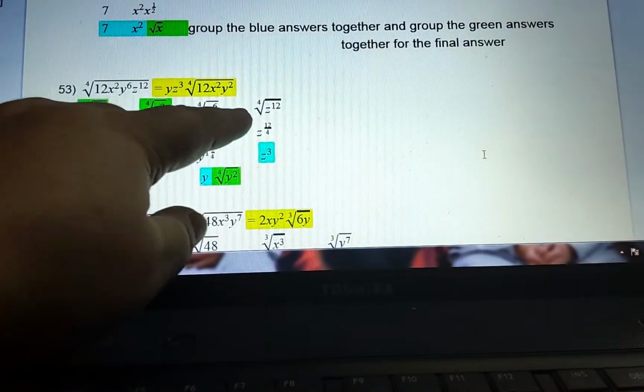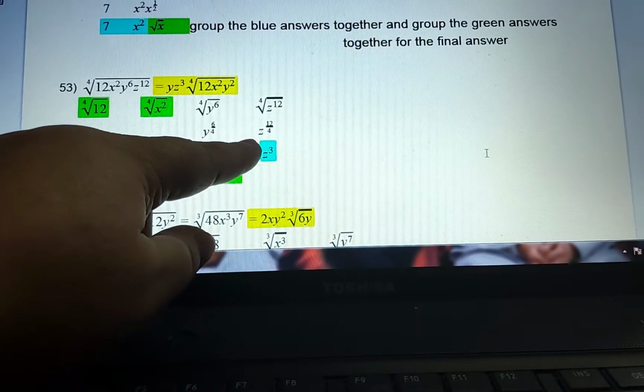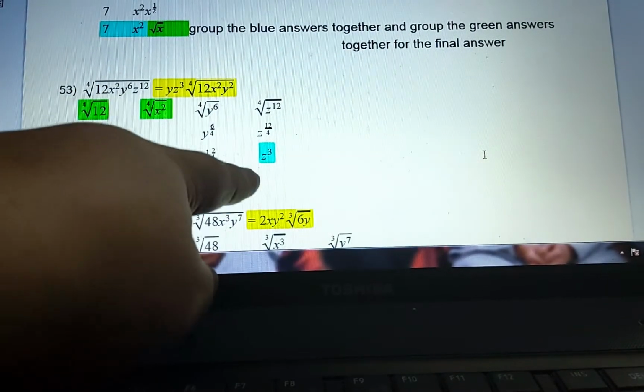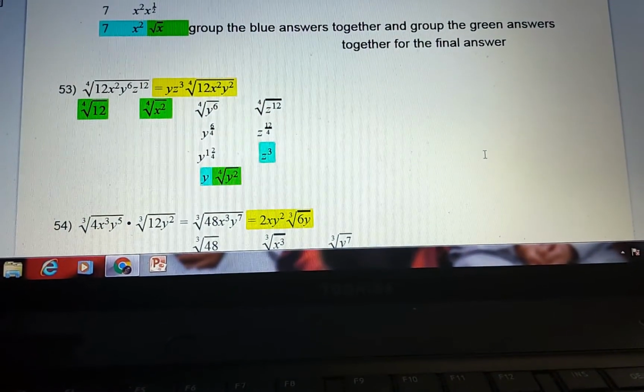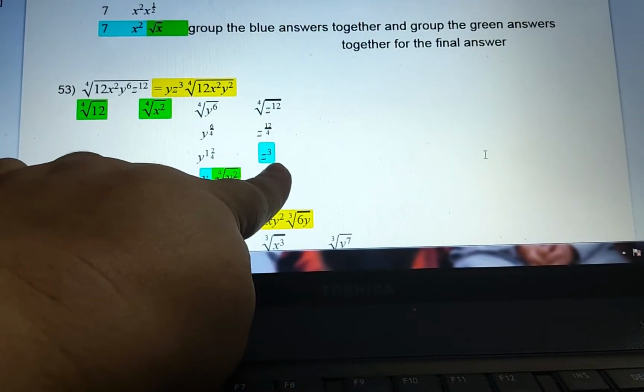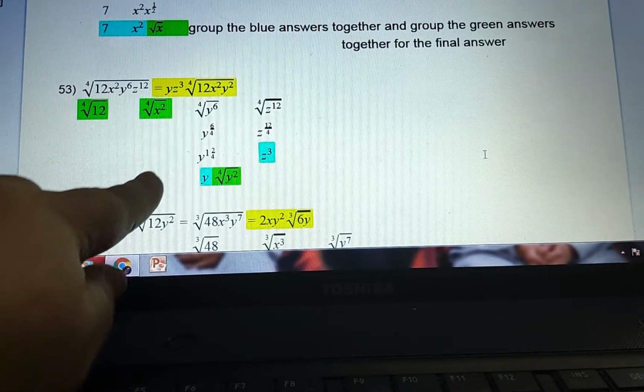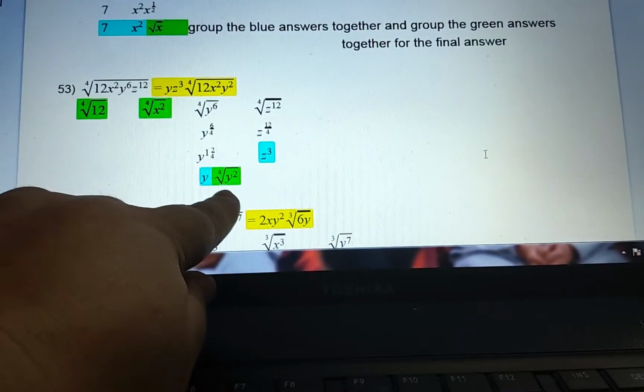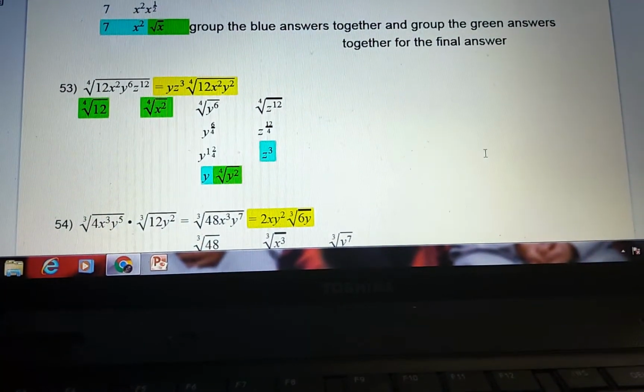Okay, my 4th root of z to the 12th, rewrite it as a fraction, divide it, you get the whole number 3, so z cubed. Okay, my y and my z cubed don't have a radical, they go in front, and the rest of these get put back together underneath the same radical.